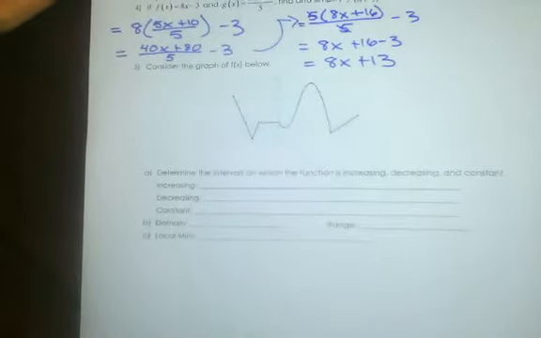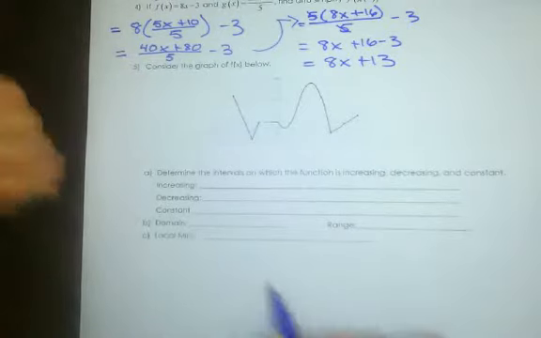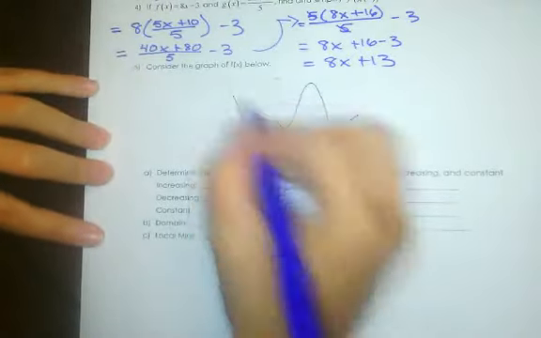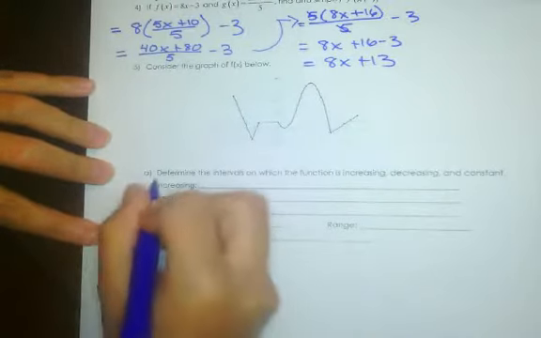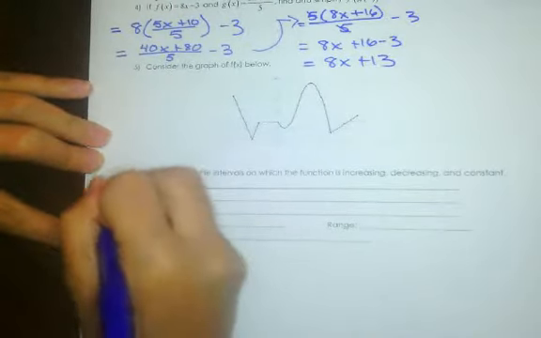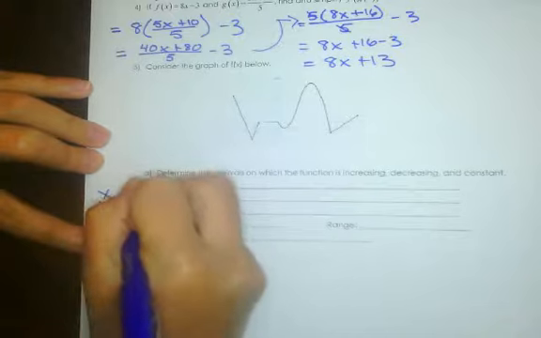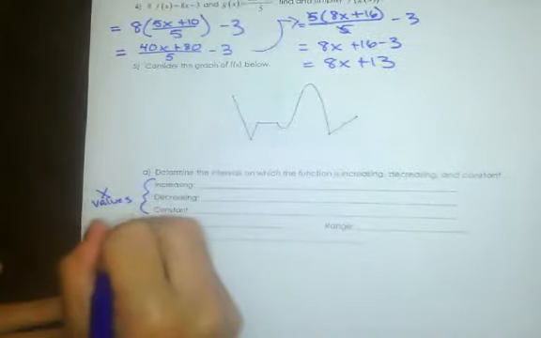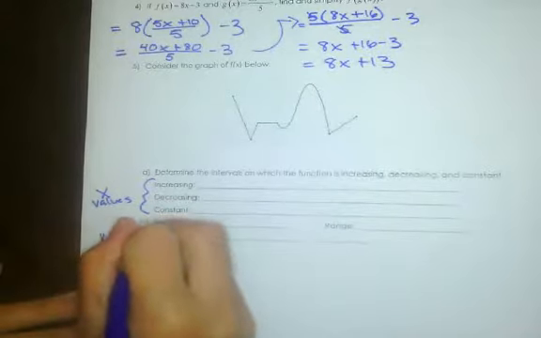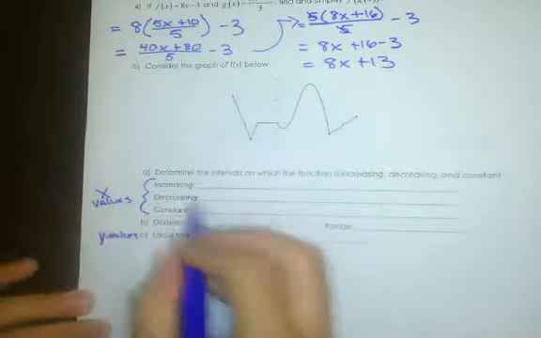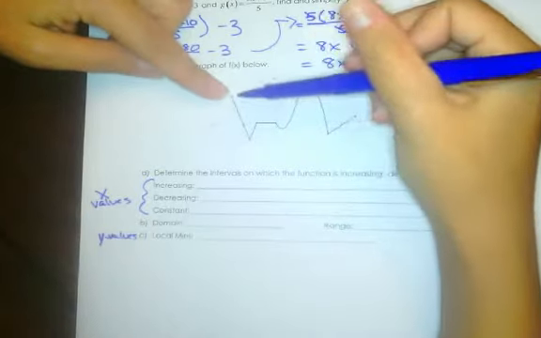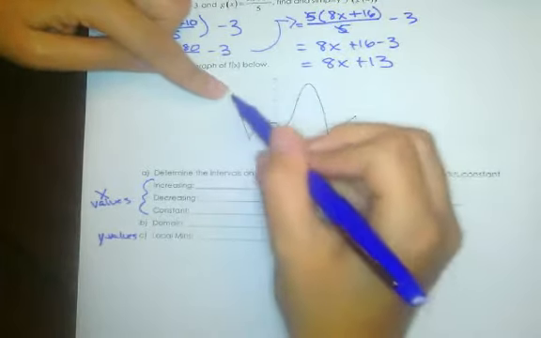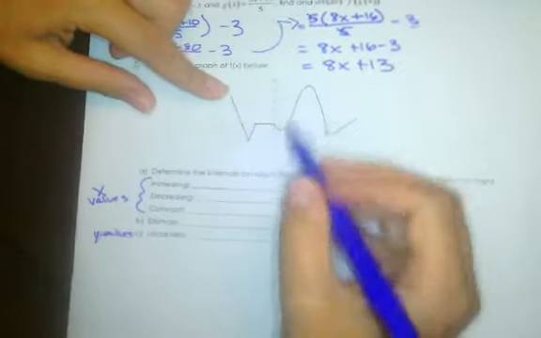All right, on the next one, it says, consider the graph below, determine the intervals in which the function is increasing, decreasing, or constant. So remember, you're finding increasing, decreasing, and constant. Your answer for here, these are x values, okay? And your local mins, these are y values, okay? So increasing over what x values is the function increasing? Well, from here to here, it's falling.